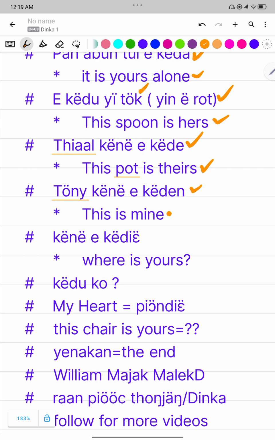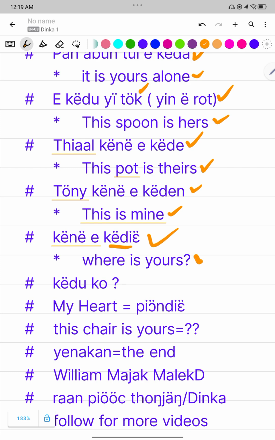This is mine. In Dinka, kene ekidia. This in Dinka is kene e. Then mine in Dinka is kedia. This is mine. Kene ekidia.